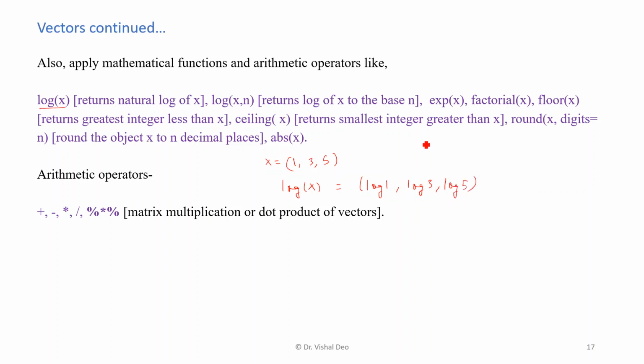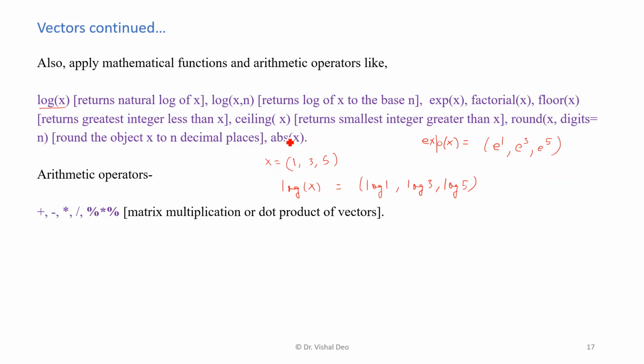Similarly with other mathematical functions like exponential. Exponential x will give us a vector. It will return a vector with values e to the power 1, e to the power 3, e to the power 5, and so on. Right?